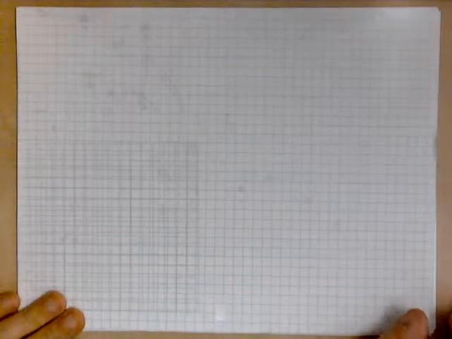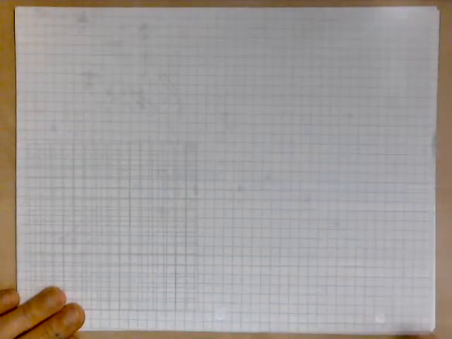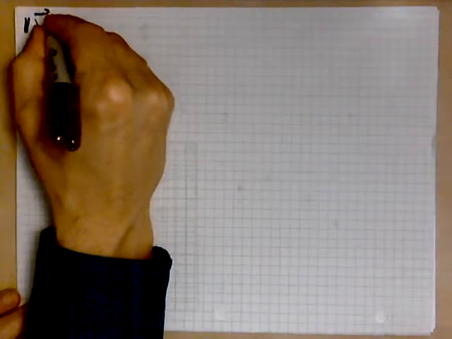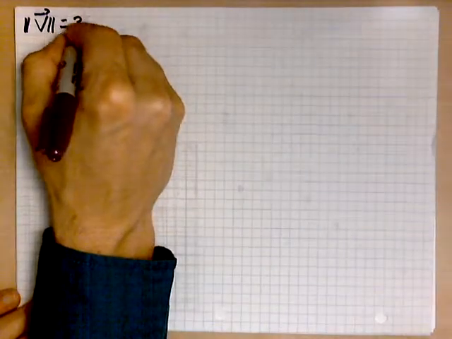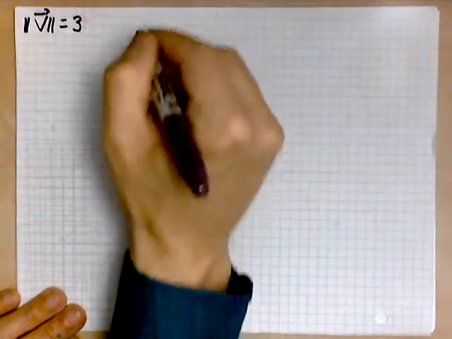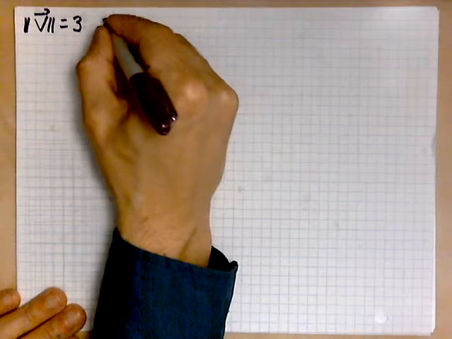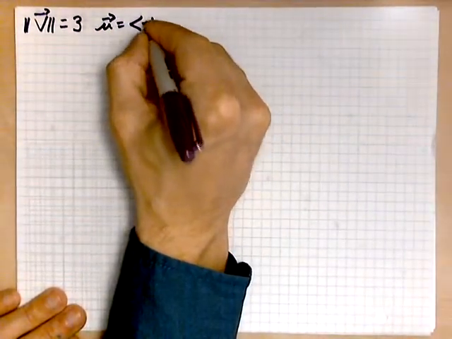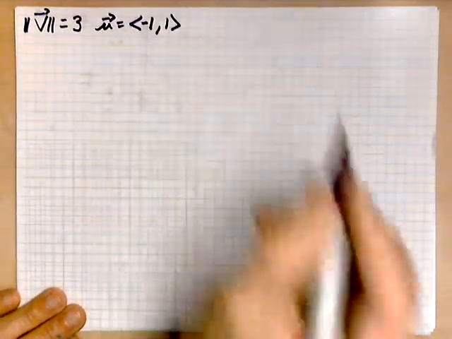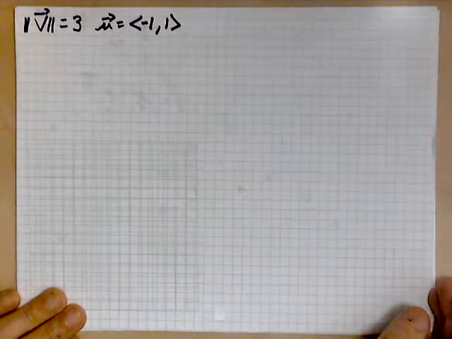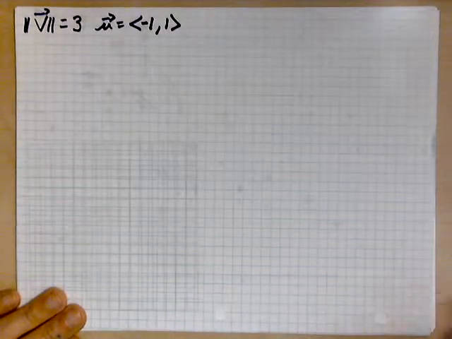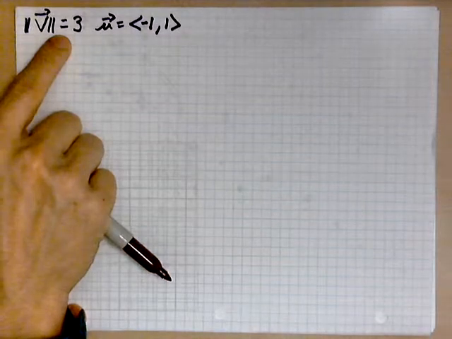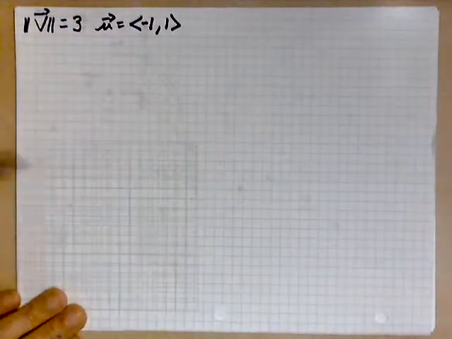You may be going through a calculus book and you see an exercise that says the following. You're given a vector length. You're told that the magnitude of some vector is 3, and that this vector is parallel to another vector, represented by the letter u, whose components are negative 1 and positive 1. And now the question is, find a vector whose length is 3 and that is parallel to this one here.